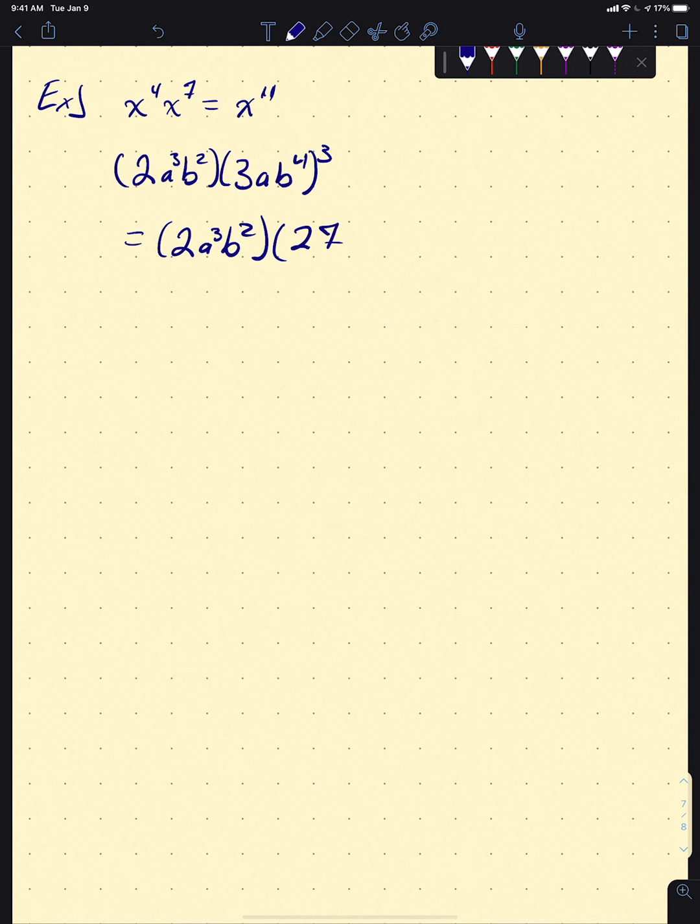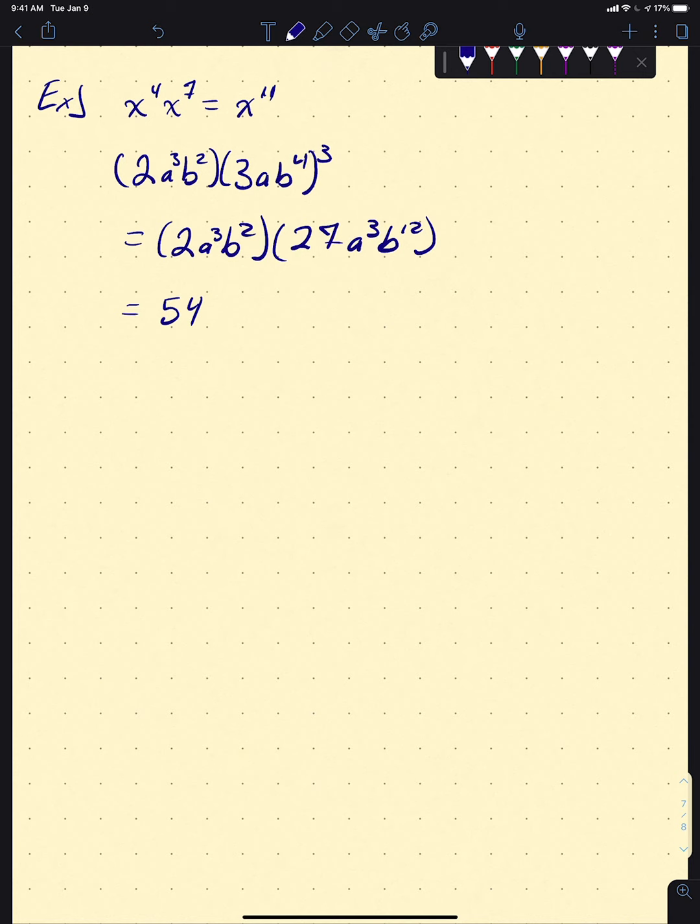3 cubed is 27. We have a cubed. And b to the 4th cubed is b to the 4 times 3, which is b to the 12. Now I'm just combining these via multiplication. 2 times 27 is 54.